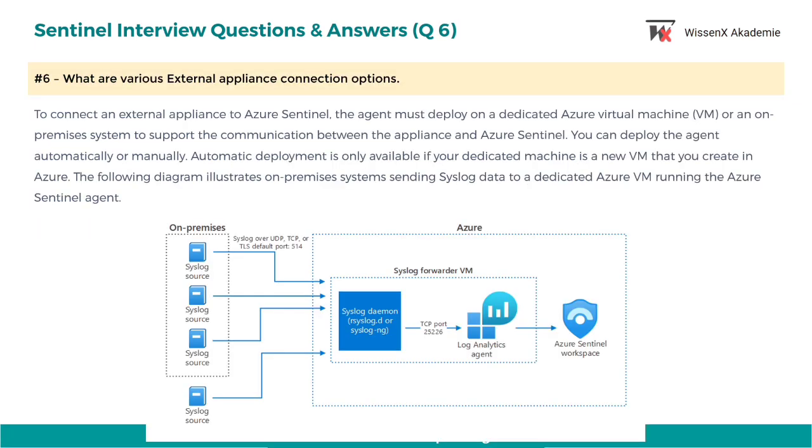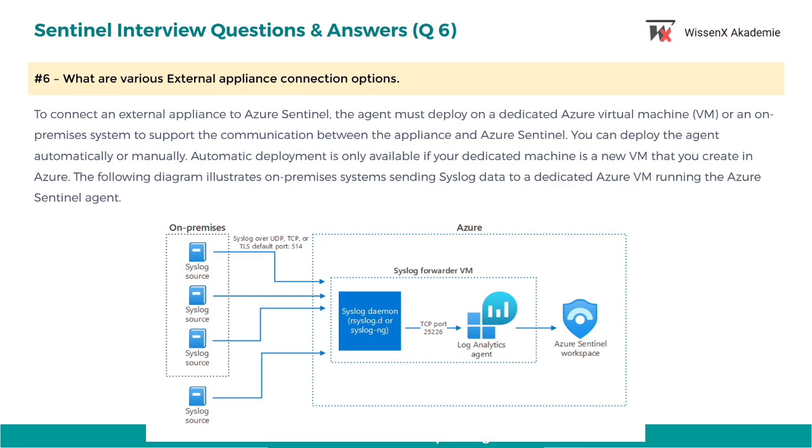Next, what are the various external appliance connection options? To connect an external appliance to Azure Sentinel, the agent must be deployed on a dedicated Azure virtual machine, or an on-premises system to support the communication between the appliance and Azure Sentinel. You can deploy the agent automatically or manually. Automatic deployment is only available if your dedicated machine is a new VM that you create in Azure.